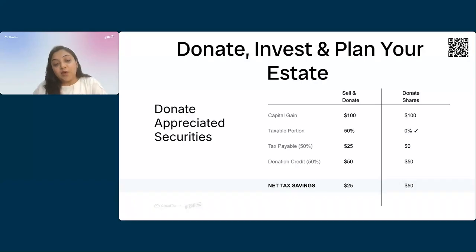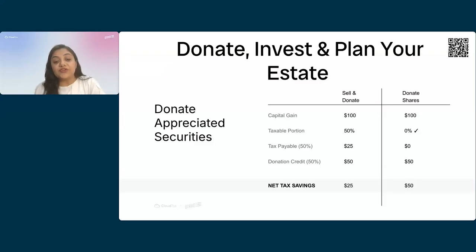So, on this slide, I want to show you two different ways of donating investments, specifically shares, and why one option is much more tax efficient than the other. The two choices are selling the shares and donating the cash, or donating the shares directly. Now, let's walk through a simple example. Imagine you own shares that cost you nothing and are now worth $100. That means you have a $100 capital gain.